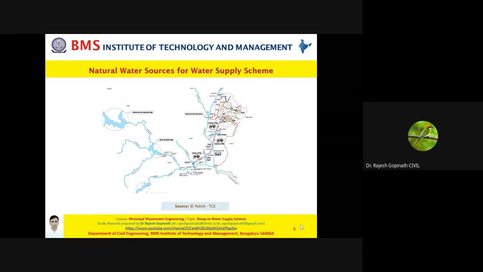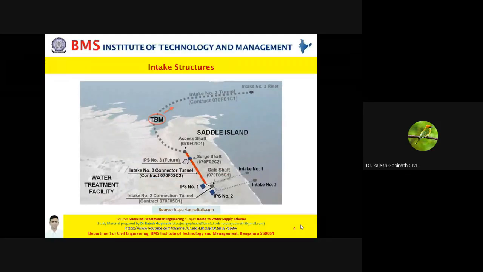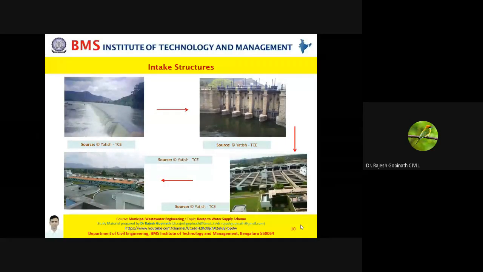Now, once that you have identified your source of drinking water to be a surface source or a subsurface source, such as your aquifers, your bore wells, your tube wells, and deep wells, the next operation would be to transport this water from the source, from the original source, to the treatment plant. Obviously, your treatment plant is on the land. These structures, which help you to transport the water safely from the source to the treatment plant, are called intake structures.